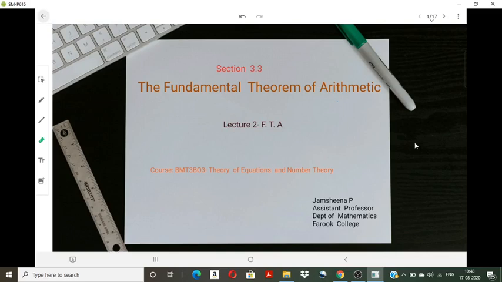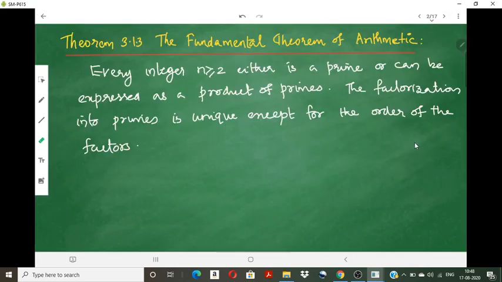Hello all, in this lecture we will discuss the main theorem of this section, that is the fundamental theorem of arithmetic. Okay, so let's move to the statement. The statement of the theorem is: every integer n greater than or equal to 2 is either a prime or can be expressed as a product of primes.